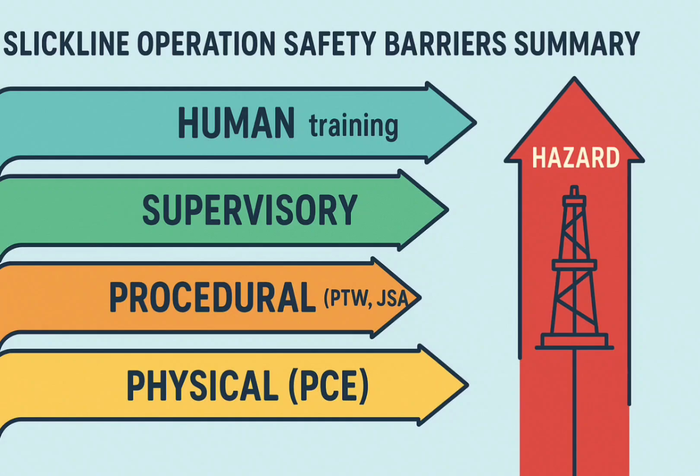Golden rule. Never rely on a single barrier. Safety is built on layers of protection. This principle reminds everyone involved that true safety in slickline operations comes from redundancy, vigilance, and discipline. Every barrier, from mechanical seals to human judgment, plays a vital role in keeping the well and the crew safe.